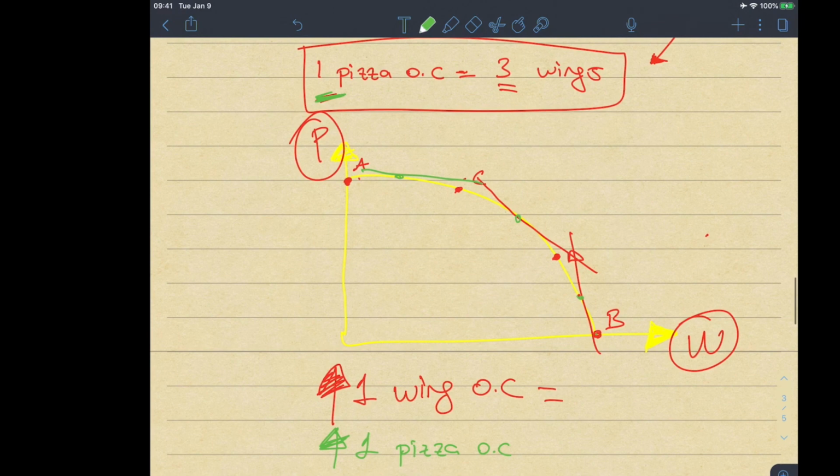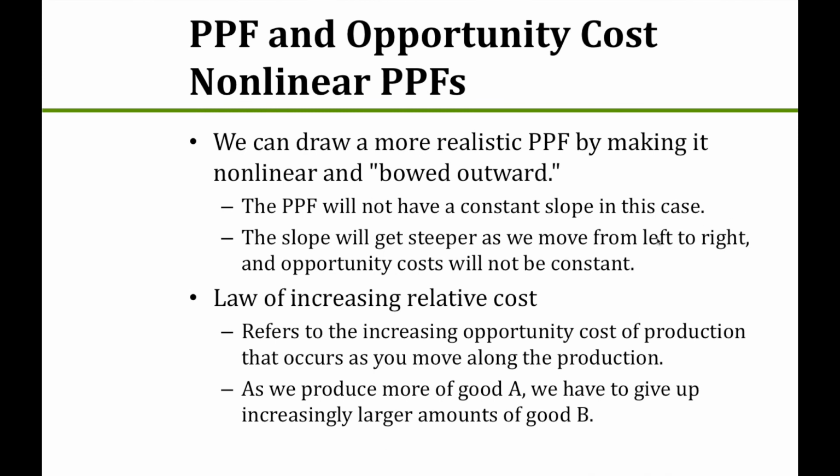As you can see here, when we move from point B to D, the slope is getting smaller, but we will take the inverse of it. So instead of getting smaller, the opportunity cost of producing one more pizza will get higher and higher. And we will relate that conclusion with the law of increasing relative cost again. So, the law of increasing relative cost refers to the increasing opportunity cost of production that occurs as you move along the production possibilities frontier. It basically means that if you want to produce more of good A, and if you produce more and more and more of that good, you have to give up increasingly larger amounts of good B, the other good.